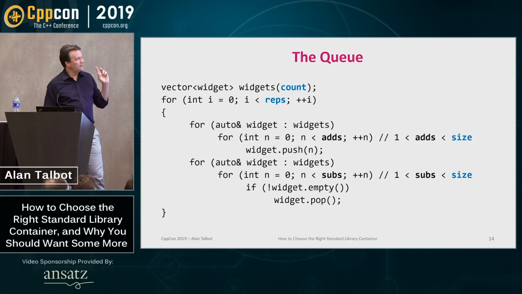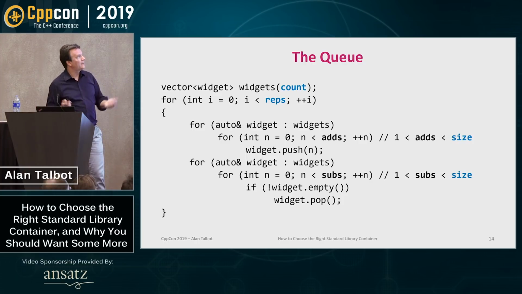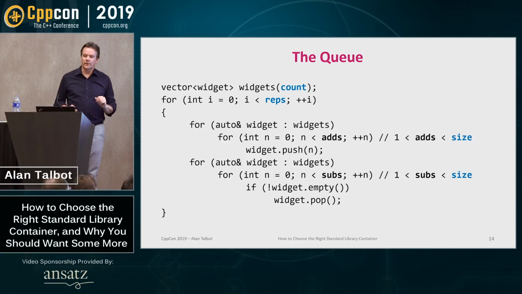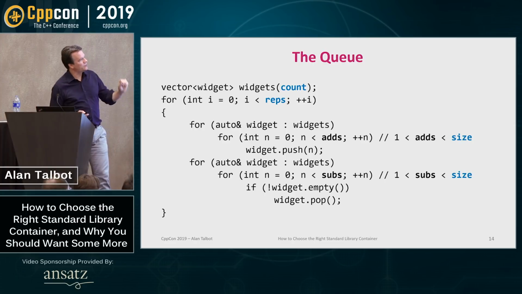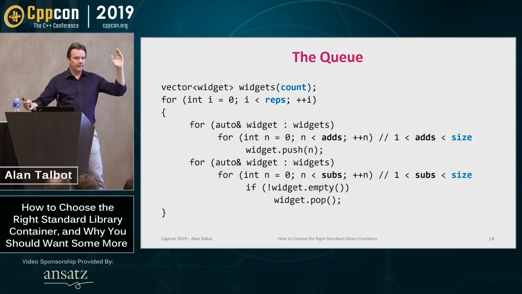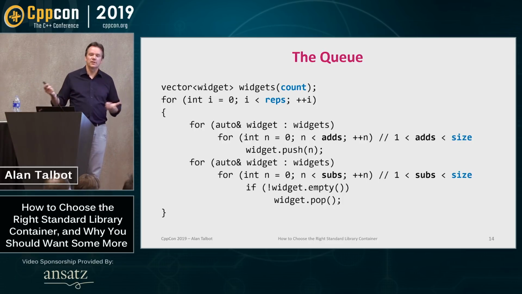So I wrote this little tiny test case. I oversimplified the code. This isn't the whole code, but I just wanted you to get the idea. Basically, we're going to have a lot of widgets, and we're going to thrash this in this outer loop reps times. In each thrash, we're going to add some things to every queue, every widget, and then take away some things. Those adds and subtracts are randomized between one and some size that's an input to this algorithm. So this simulates some real world-ish kind of thing.